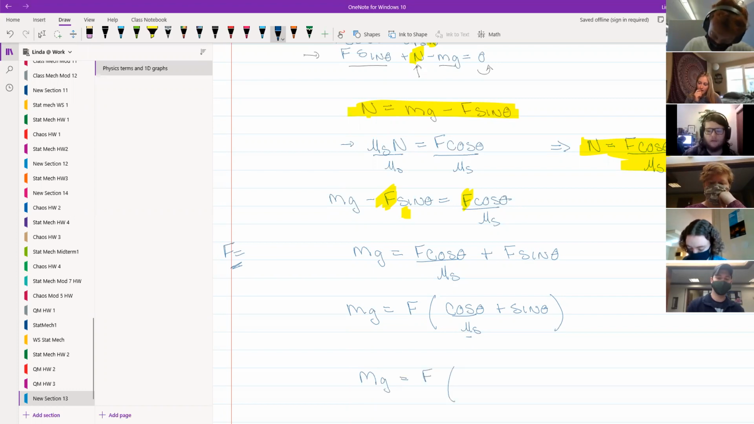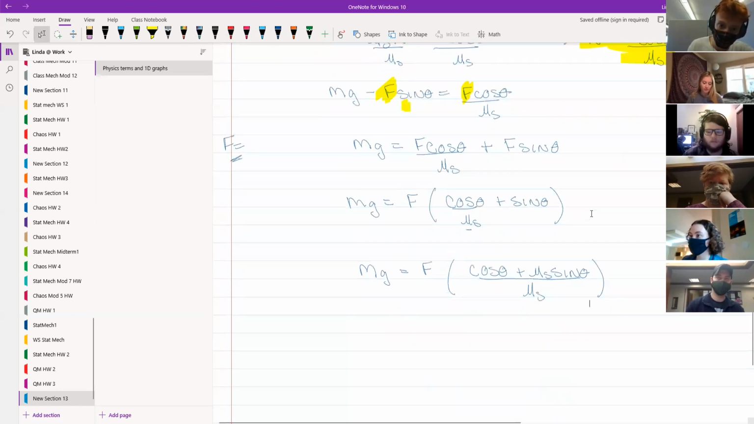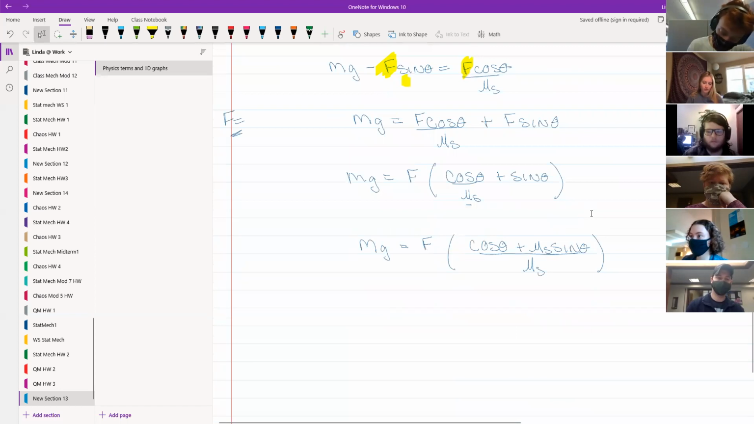Okay. So then that'll give me cosine theta plus mu s sine theta, divided by mu s. All right. Now I am ready to isolate force and have just one single expression. So now what do I do? Just divide by cosine theta plus mu s sine theta over mu s.